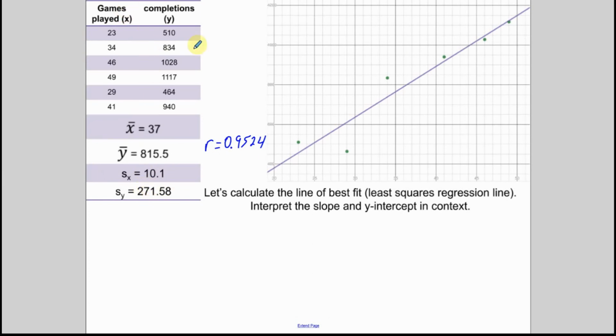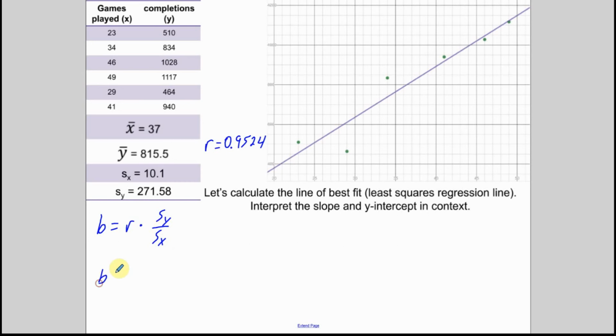So here I've got a set of data. This is games played by a football quarterback and the number of completions total. So 23 games played, 510 completed passes. I've got the sum of the x's, the sum of the y's, the standard deviation of the x's, and the standard deviation of the y's. So the first thing we have to do is calculate the slope of our line. b equals r times the standard deviation of y divided by the standard deviation of x.